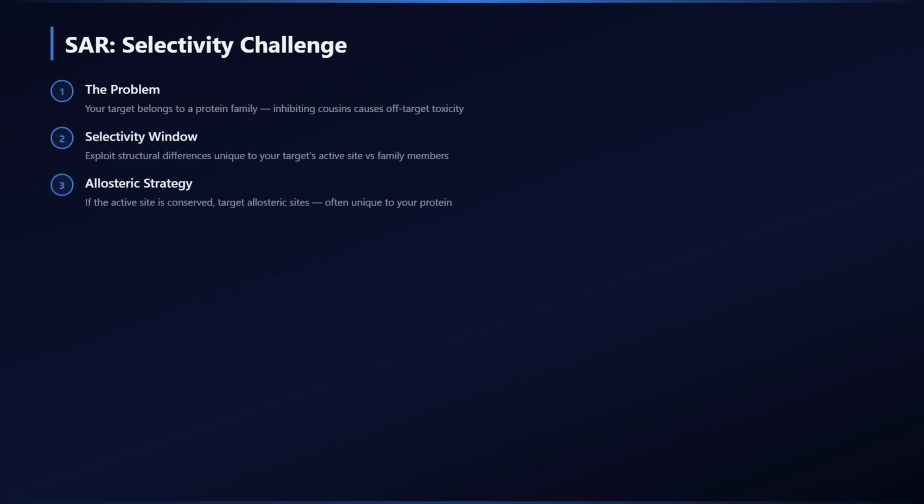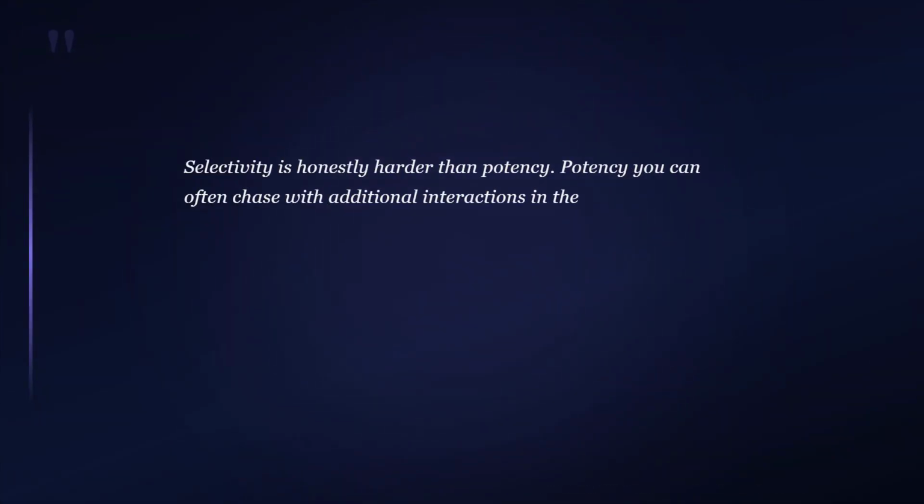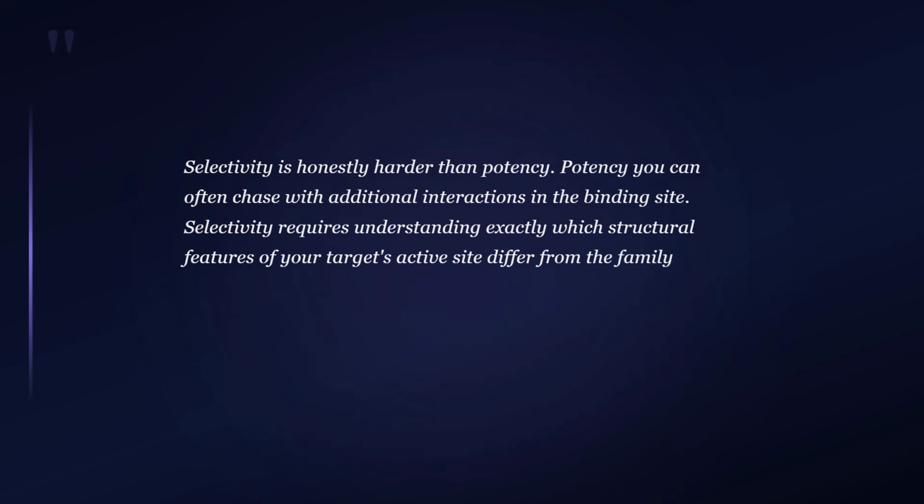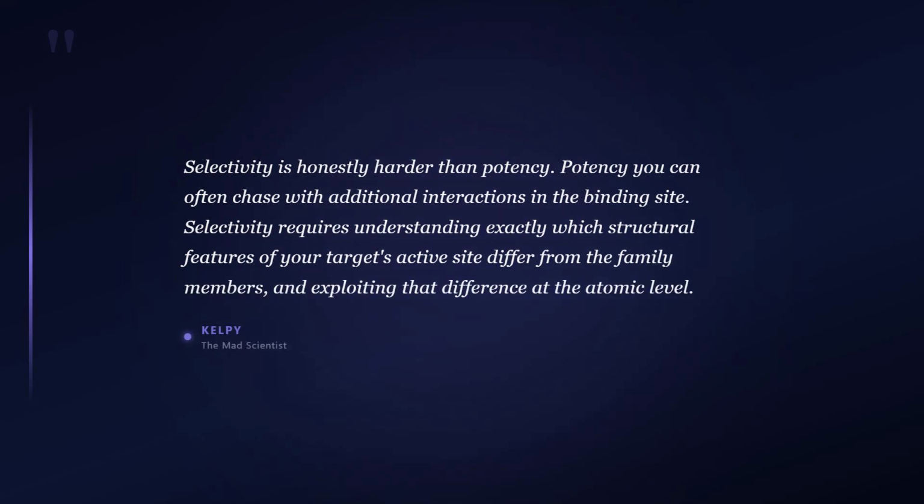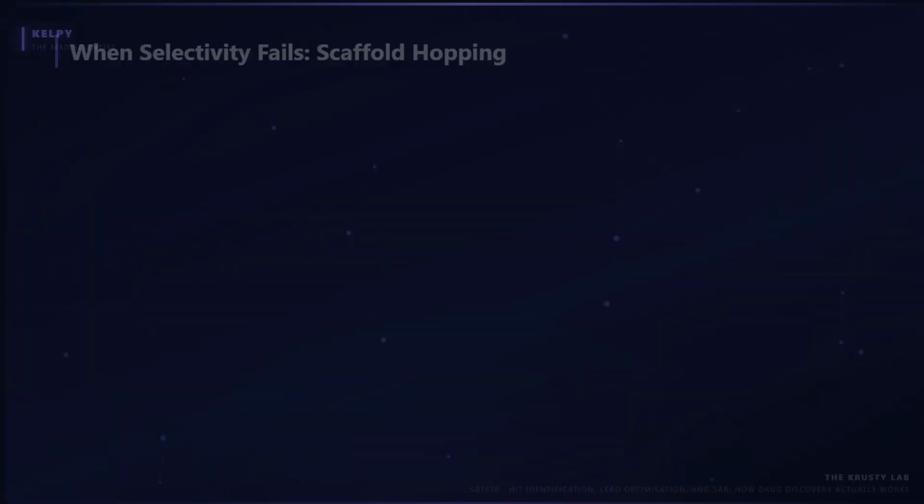SAR also maps selectivity. Your target protein belongs to a family. An enzyme inhibitor targeting kinase A must demonstrate that it does not equally inhibit kinases B, C, and D, because those off-targets may be responsible for toxicity, and you won't know which inhibition is therapeutic and which is harmful. Selectivity is honestly harder than potency. Potency you can often chase with additional interactions in the binding site. Selectivity requires understanding exactly which structural features of your target's active site differ from the family members, and exploiting that difference at the atomic level.